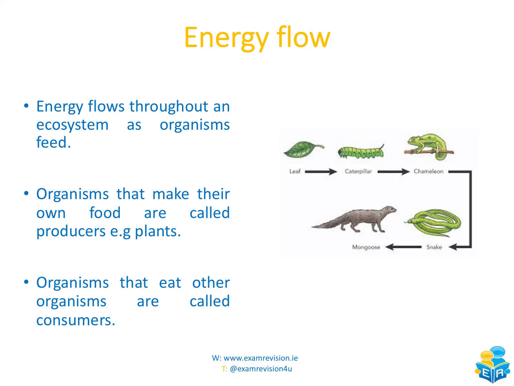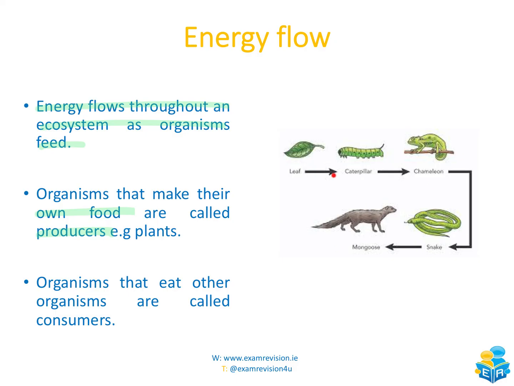Okay, so to finish up for today, we're going to look at energy flow, food chains, food webs. So energy will flow throughout an ecosystem as organisms feed. Okay, so any organism that makes their own food is called a producer. So any plant is normally a producer, makes their own food. And organisms that eat other organisms are called consumers. So the leaf here is our producer. Everything else after that is our consumer.